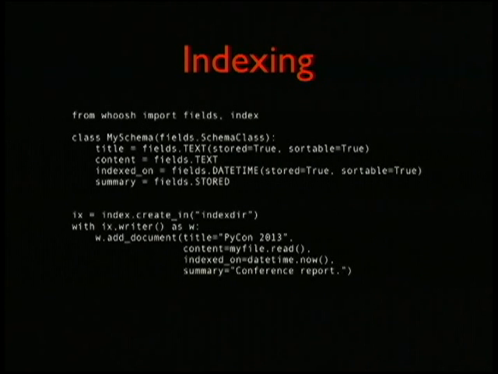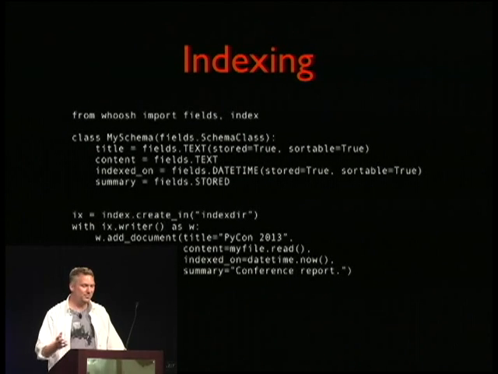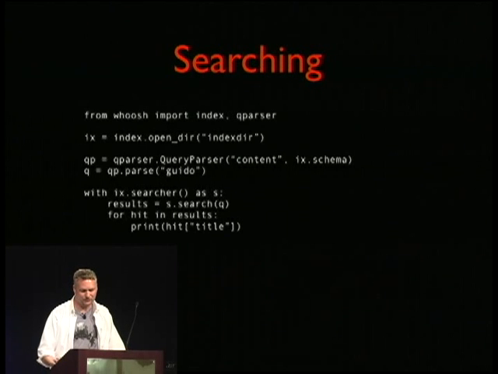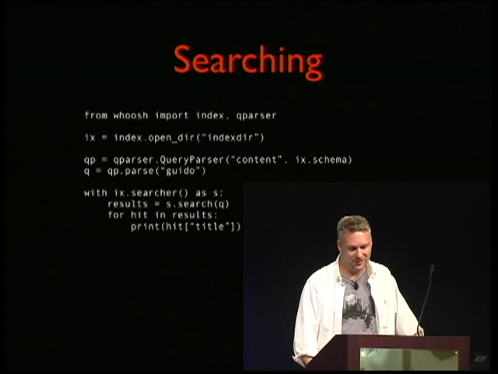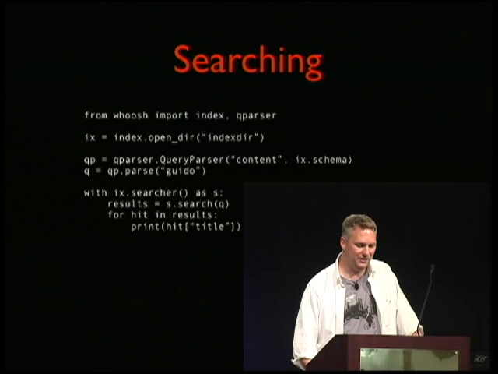To index, you basically just get a writer object from your index and call writer.add_document, where the keyword arguments' keys are field names and the values are the text you want to index in each field. And when you want to search, you first parse your query, get a searcher object from your index, call search on it with the query, and you get a results object. And then you can just pull hits out of that and pull stored information out of each hit.